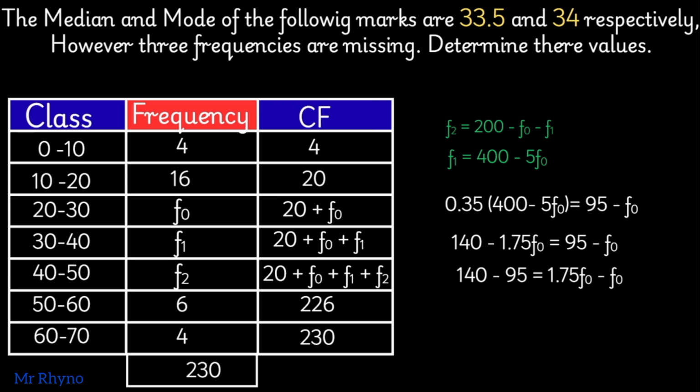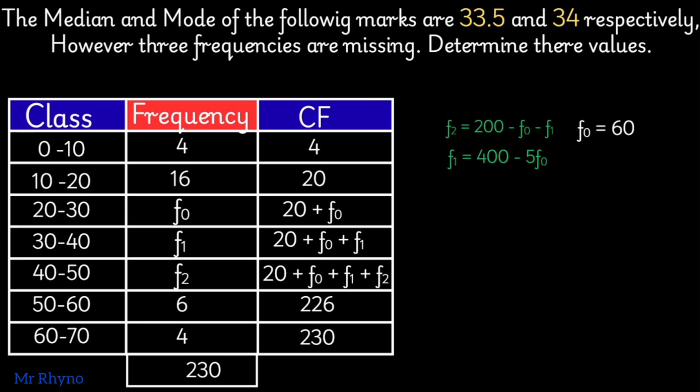We collect the like terms. Now notice that 140 minus 95, that is 45. Then 1.75 f0 minus f0, that is 0.75 f0. To get the value of f0, we divide both sides by 0.75, and we get the value of f0 as 60. Now having got the value of f0 as 60, we shall get the value of f1 by substituting in this second equation f0 as 60.